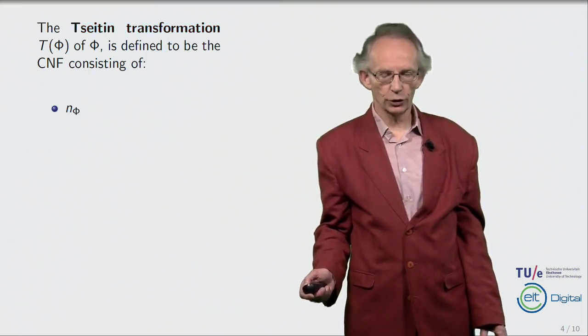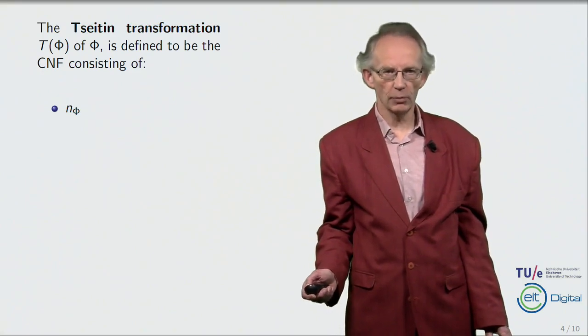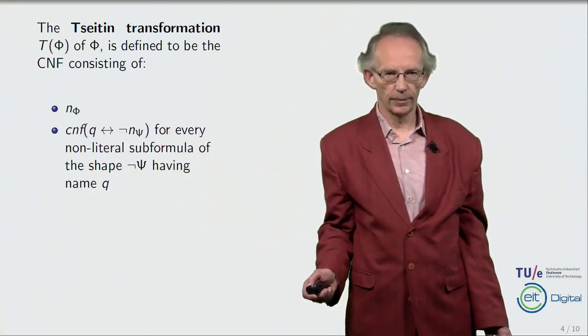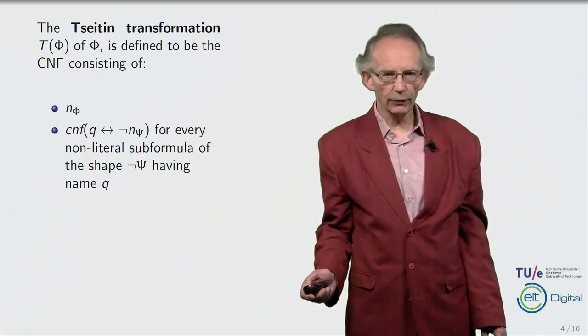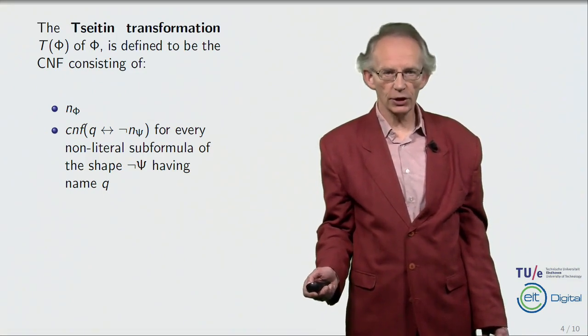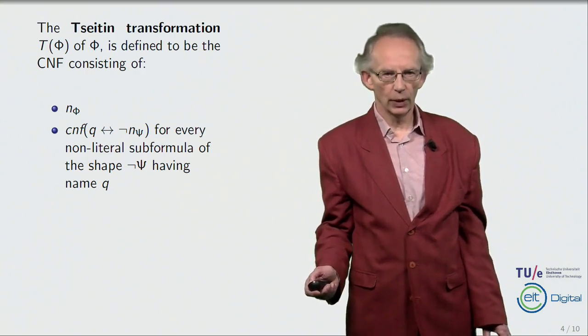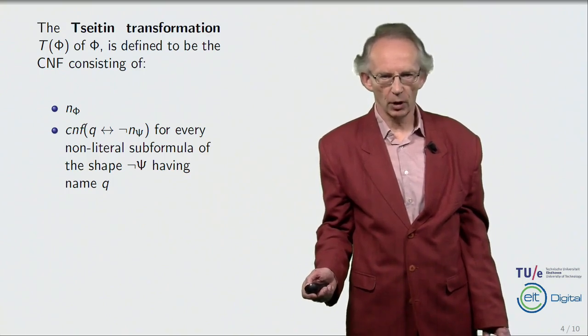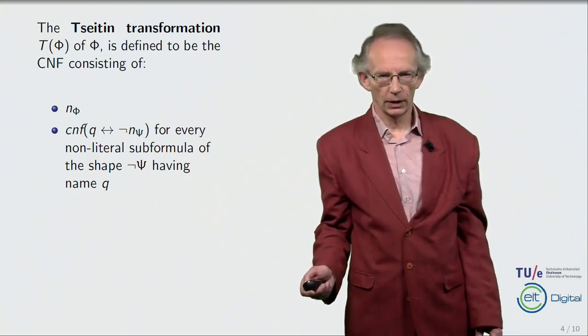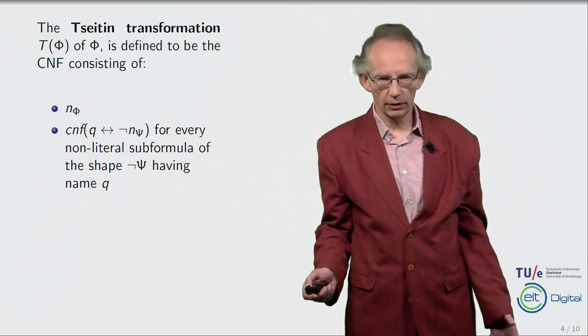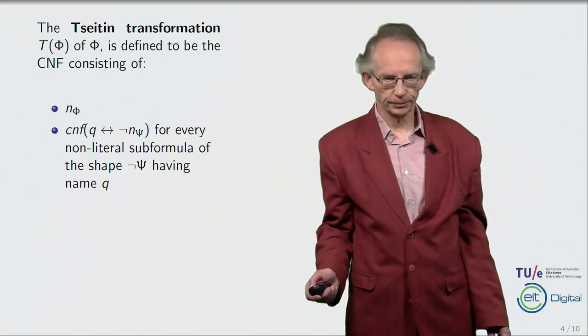First, we have the unit clause, just the name of the whole formula itself. And next, for every subformula, we do something. If the subformula is of the shape negation of psi, and this negation of psi has name q, then we add q bi-implication not the name of psi. That is what we add, and we make a CNF out of this.